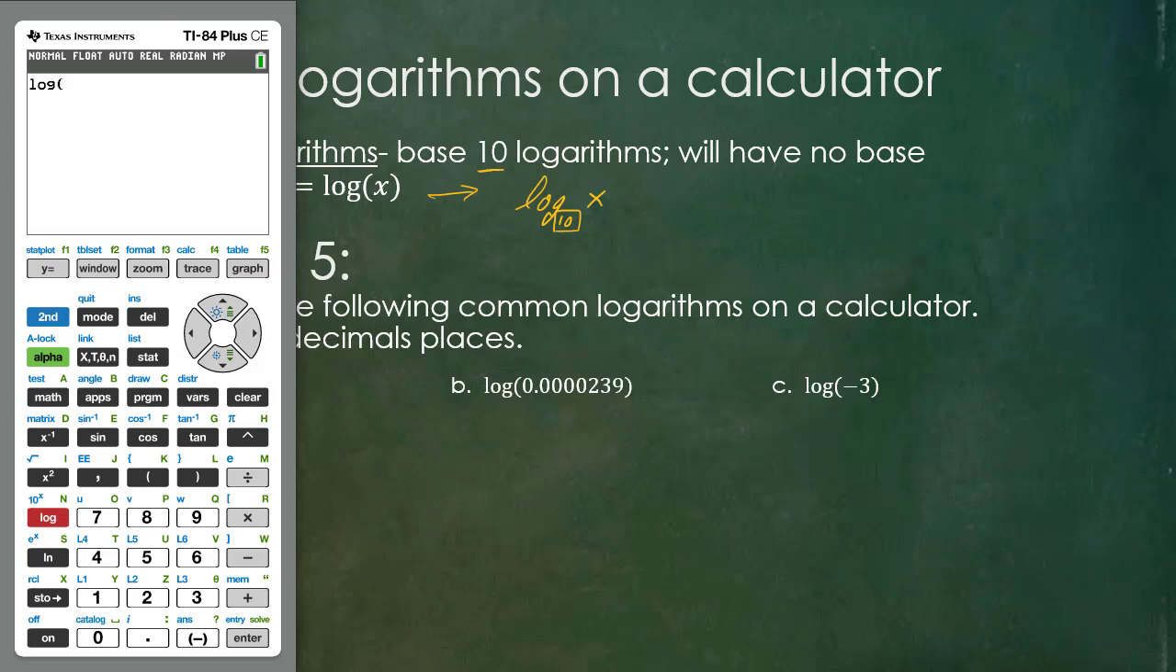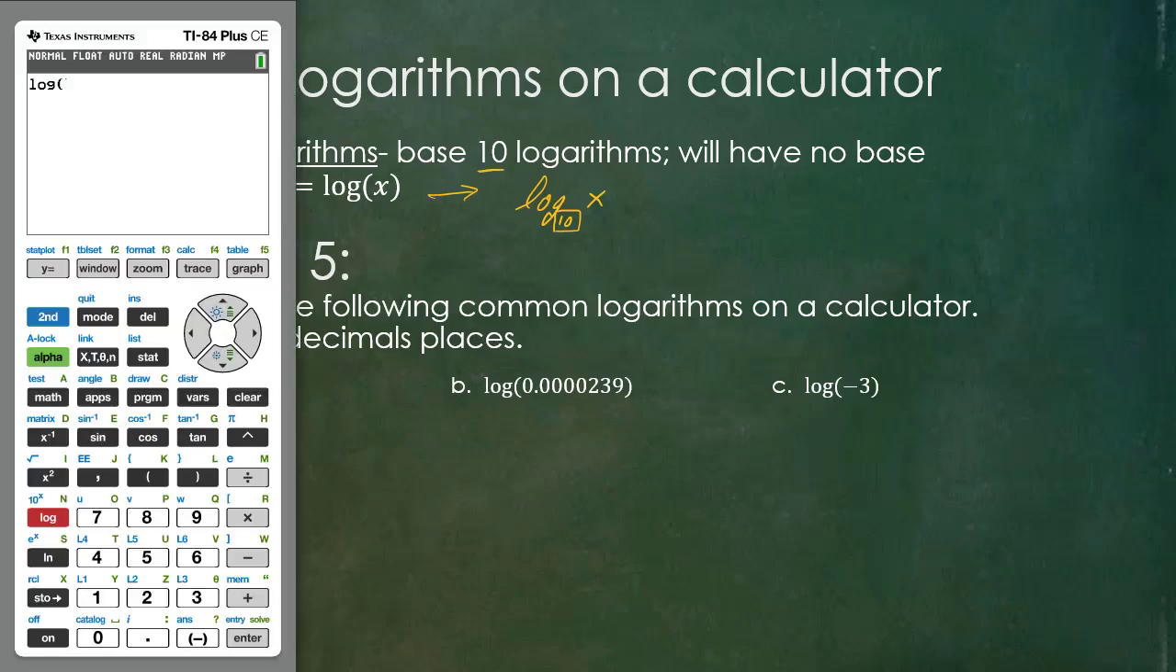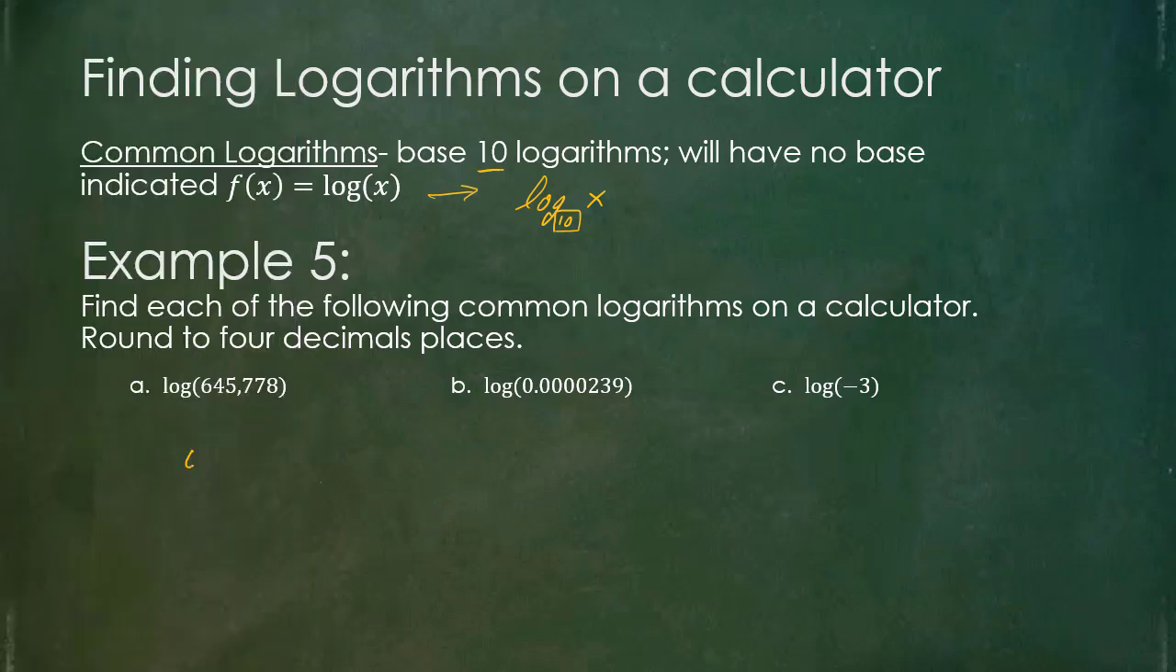With this one, it's going to be log of 645,778. So it'll just be 645,778 inside. You don't necessarily have to close the parenthesis, but good practice is to go ahead and close it. Notice the parenthesis to close is right above the 9. If you press enter, in this case, it gives us 5.81008. This says to round to 4 decimal places, so it'd be 5.8101 for this first example.